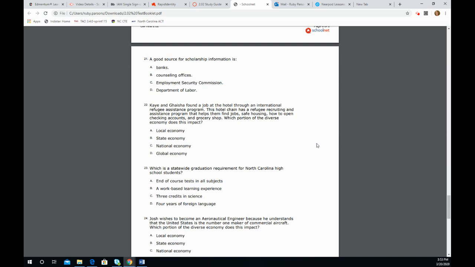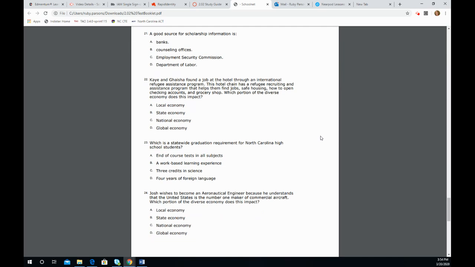21, a good source for scholarship information is A, your banks, B, counseling offices, C, Employment Security Commission, or D, Department of Labor? The answer to that one would be your guidance counselor's office, so those counseling offices.